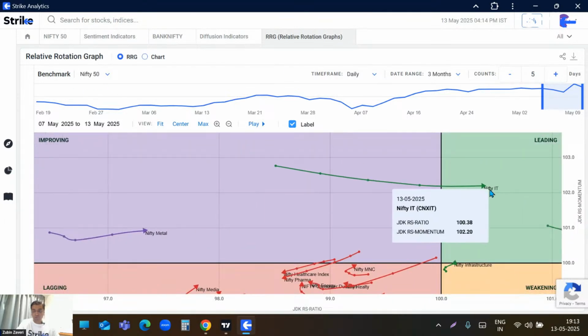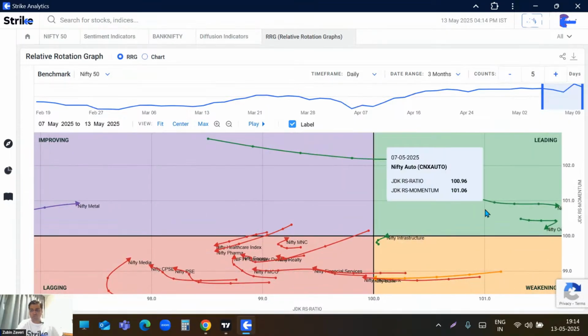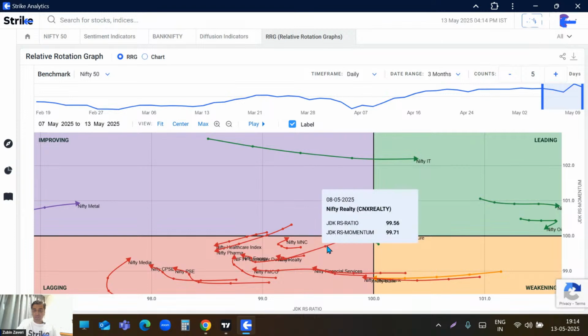It means that Nifty Metal is outperforming the benchmark. You can look at its RS ratio, it is 100.38. That means it is an outperformer, performing much better than Nifty 50. So with this, we want stocks which are outperforming the benchmark and whose momentum is also increasing. So we want the sectors which are sloping towards the northeast area.